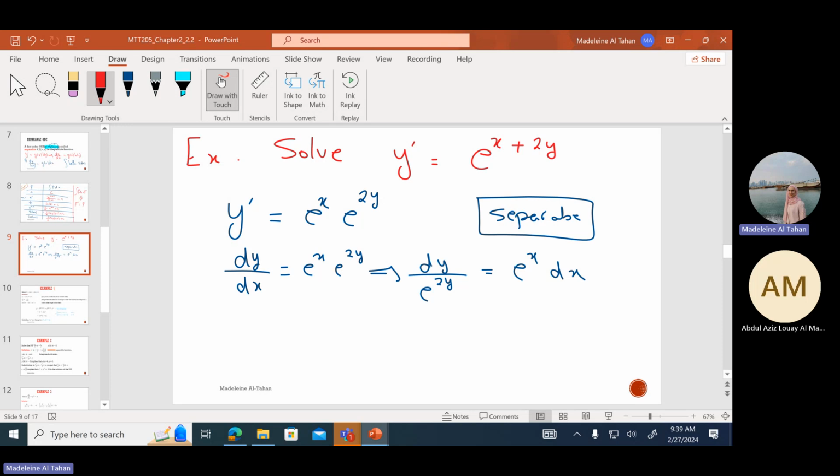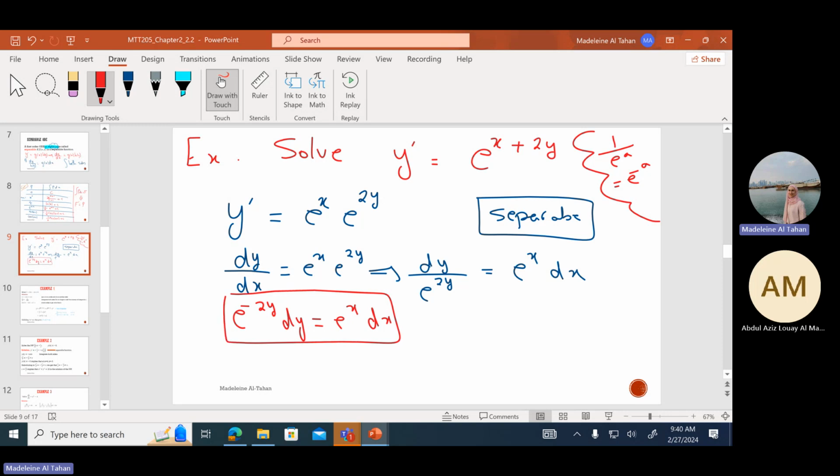Now, e^(2y) is in the denominator. Please let me know if I can write it as e^(-2y) dy. Can we? Yes. Which rule did we use here, Miss? 1 over e^a is equal to e^(-a). So we bring it up. And this one stays the same. This is the simplest form. When we reach the simplest form, what do we do? We integrate both sides. Write it down and think about integrating it.